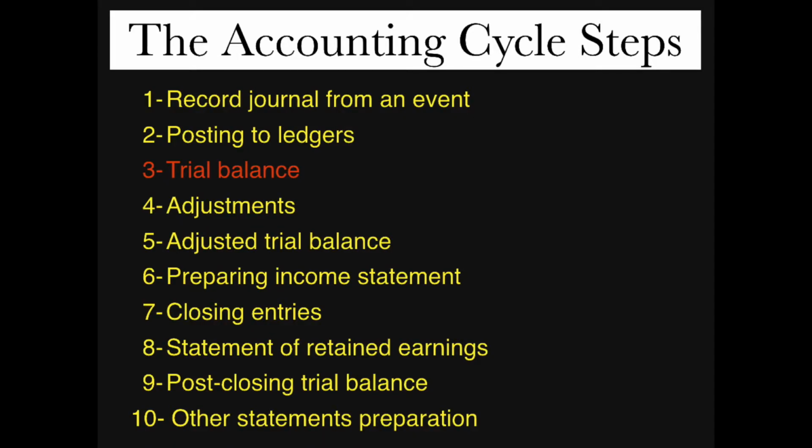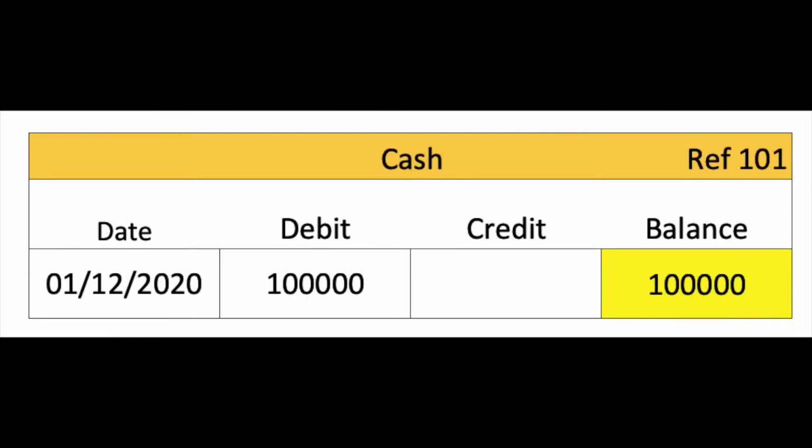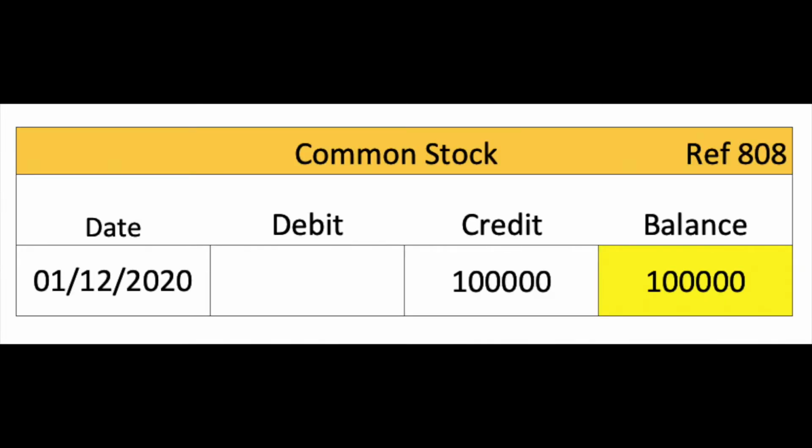Three. Trial balance. Trial balance is created from ledger accounts. 1. $100,000 of cash in account number 101 is transferred to a trial balance. Two. $100,000 of common stock in account number 808 is transferred to the trial balance.